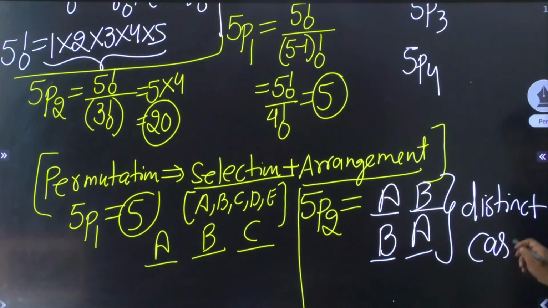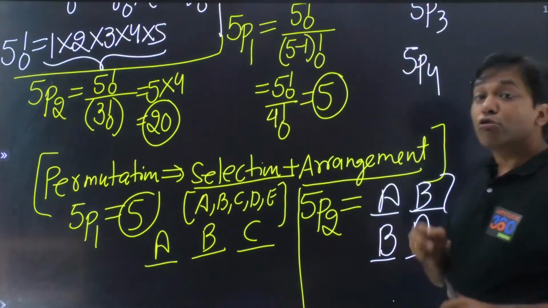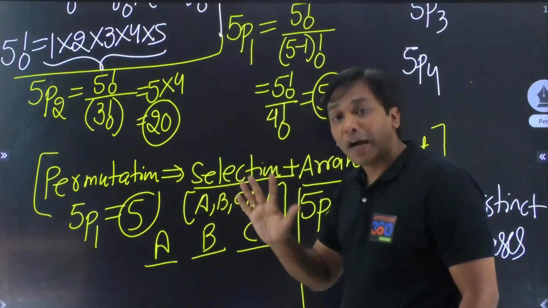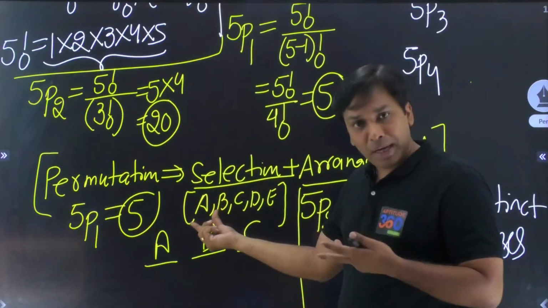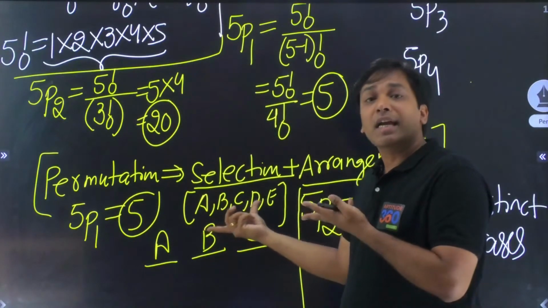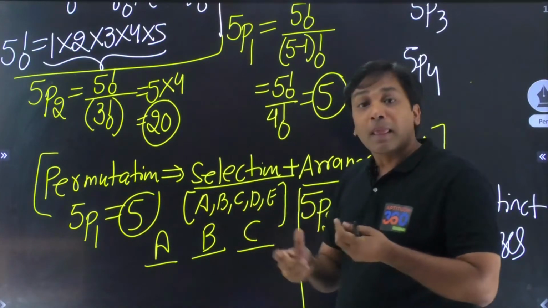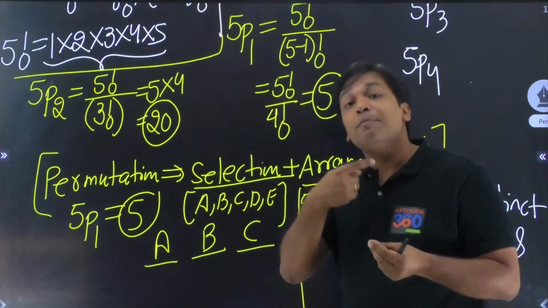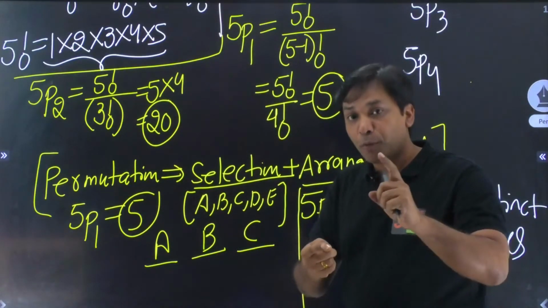Why are they distinct cases? Because you selected 2 items out of 5 items. So I can take AB, I can take AC, I can take AE. You have to select 2 and then arrange those 2 at 2 places. I hope you are understanding this.